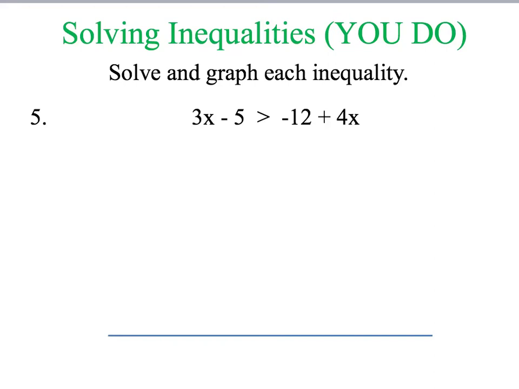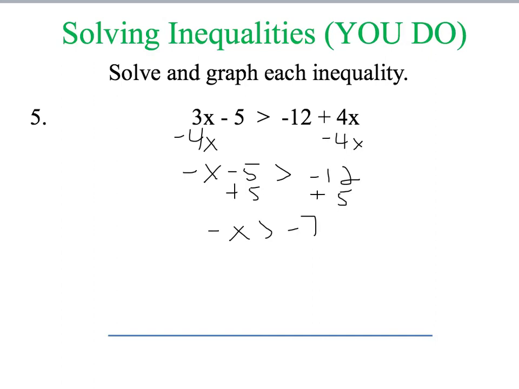Okay, so here what we could have done is subtract 4x on both sides. So then you have negative x minus 5 is greater than negative 12. Okay, then if I add 5, I have negative x is greater than negative 7. Okay, so we can think of this as negative 1x because we don't want a negative. Remember that if I'm multiplying or dividing by a negative number, which I am doing, I need to flip this sign. Okay, so you should have x is less than 7.